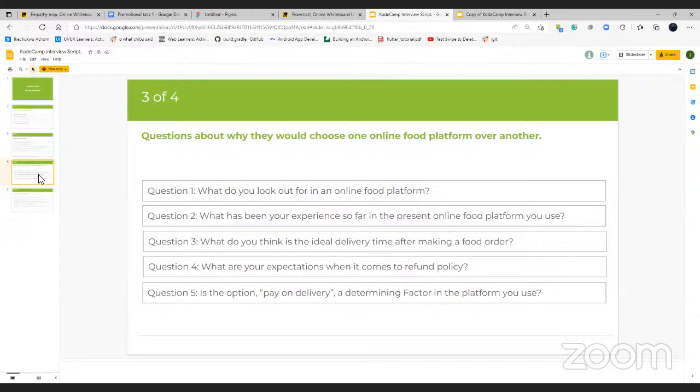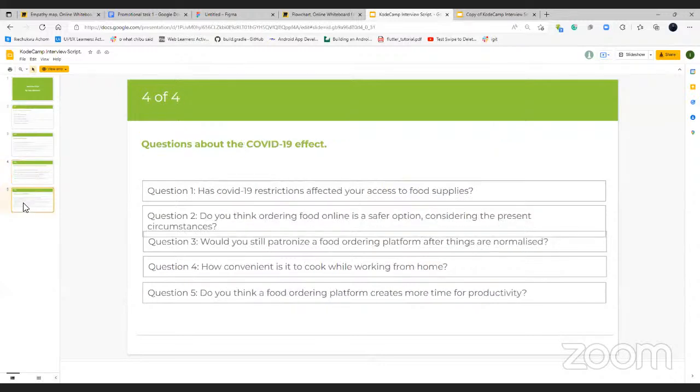These are interesting questions to ask. And then the last one, questions about the COVID-19 effect. Has COVID-19 restrictions affected your access to supply of food? If you notice, the questions this person is asking are with respect to the subject that the person was given. But some of us were asking abstract questions that are not relevant. It is not relevant.